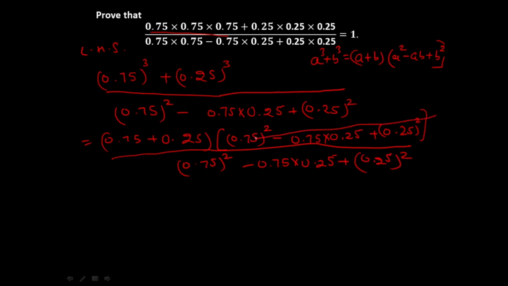This whole thing and this whole thing are both the same, so they get cancelled. What is remaining? 0.75 plus 0.25, that is nothing but 1.00, meaning the answer is 1. That's my answer.